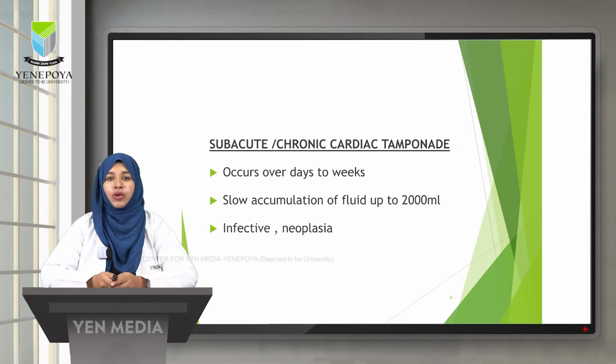So next we'll move on to subacute or chronic cardiac tamponade. The first one is the occurrence period. It occurs over a period of days or weeks. And the next one is accumulation of fluid. It is a slow accumulation of fluid, up to 2000 ml. And it can be caused by any infection or neoplasia.